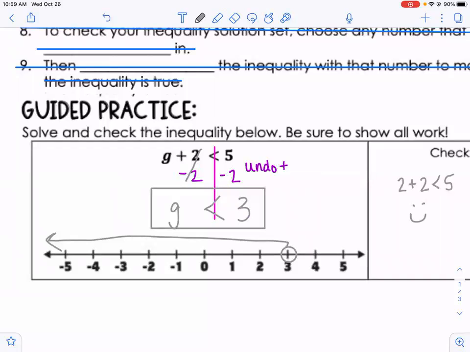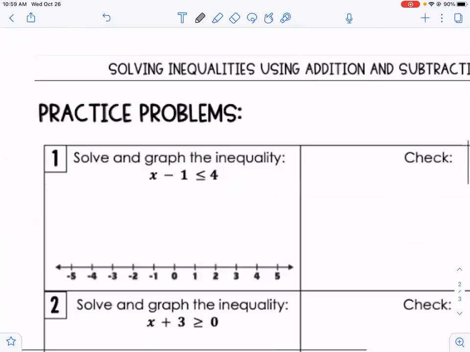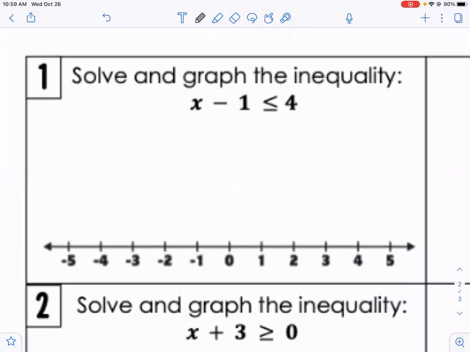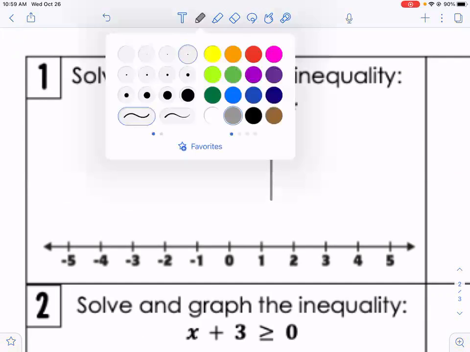That's good. All right. Turn the page. Draw your fence.